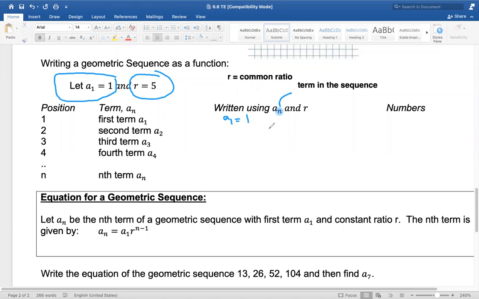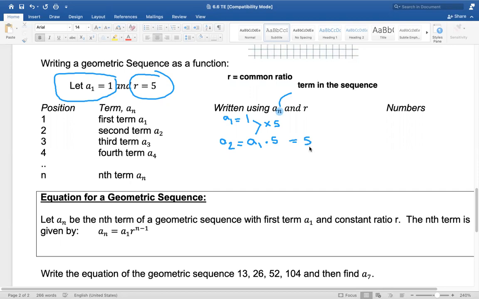The next thing we tell you is that the ratio is 5. So here we're going to multiply by 5. Then I know the second term in my sequence, A2, is going to equal your first term, A1, times 5. But we know A1 is just 1, so 1 times 5 equals 5. So the second term of the sequence is 5.